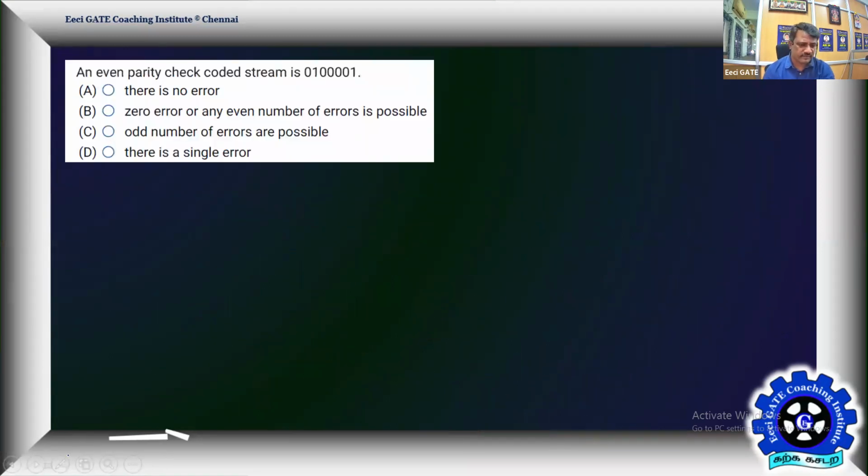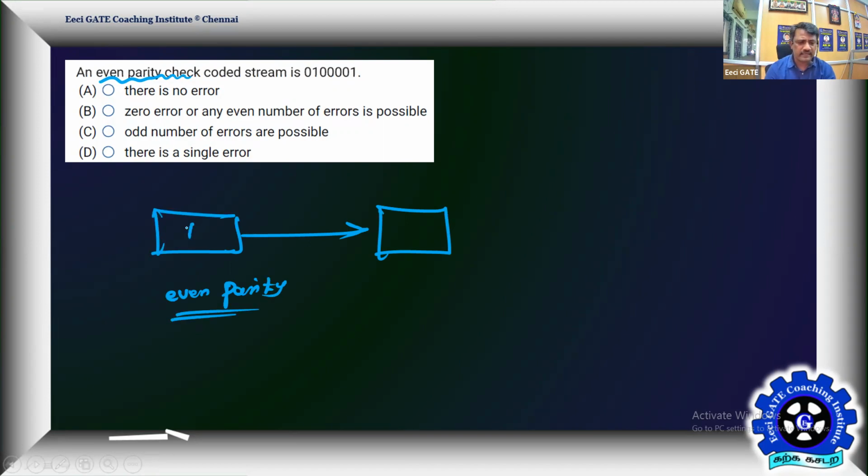Next. That's from digital, even parity check coded stream. So there is a transmitter, there is a receiver. You have to transmit the data only with even parity.